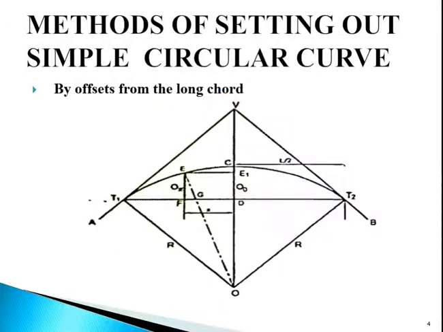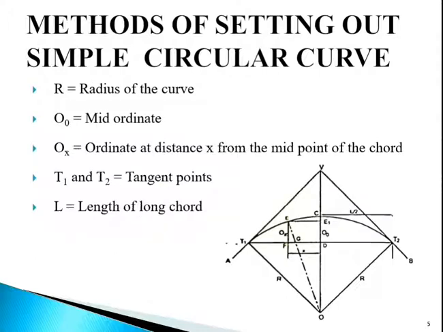T2V. Join T1 T2 by a straight line, and divide T1 T2 at D. Here join VD, which intersects the curve at C. Here we can see that it intersects, so we term that point as capital C. The maximum length of the offset from the long chord T1 T2 is CD, whose value we are going to calculate.